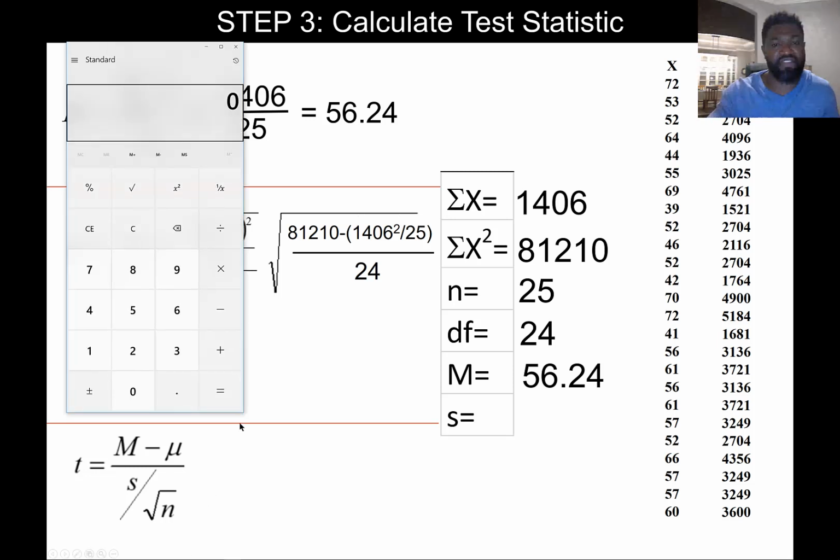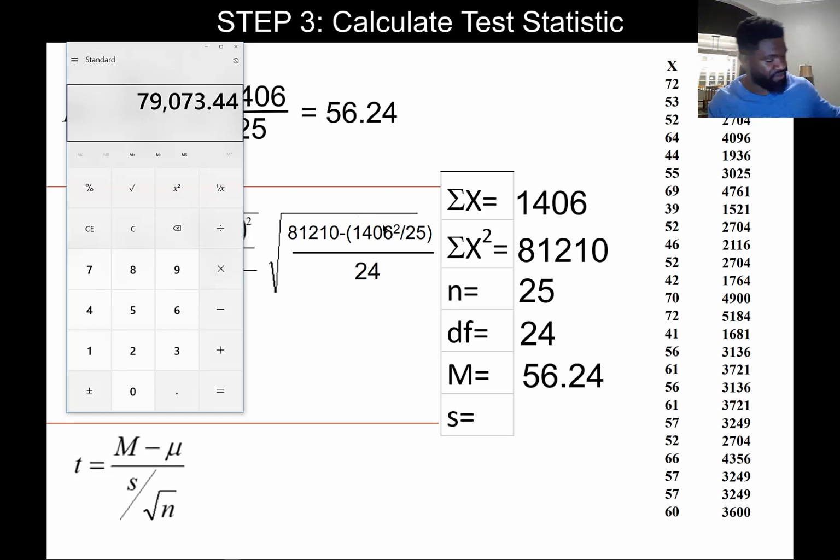So can we bring a calculator up? And so if you're going to do that, you have to do the order of operations. So you got to do stuff that's in parentheses first, and then within the parentheses, you then have to exponentiate, right? So let's do 1406 times 1406, because that's what 1406 squared means. And we have all of that, and we're going to divide that by 25, and that gives us 79,073.44, okay? And so write that down somewhere.